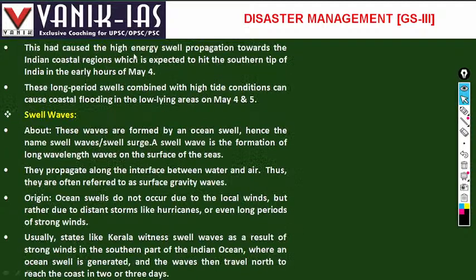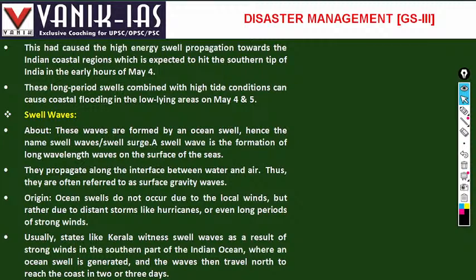This has caused high energy swell propagation towards the Indian coastal regions, which is expected to hit the southern tip of India in the early hours of May 4th. This long period swell combined with high tide conditions can cause coastal flooding in the low-lying areas on May 4th and 5th as it was predicted, maybe delayed by 1 or 2 days, plus or minus.